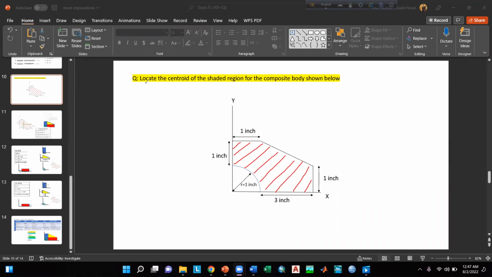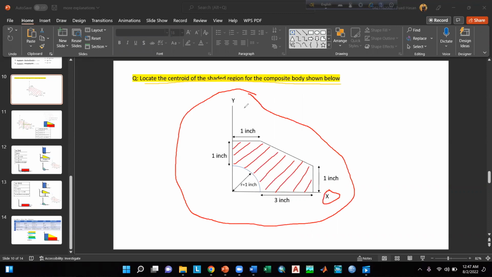So let's start. Here you can see that it is said to locate the centroid of the shaded region for the composite body shown below. So here you can see that there is a composite body, and there is a reference x and y axis, and there are also some dimensions mentioned here. And we have to calculate the centroid of this shaded region of this composite body.